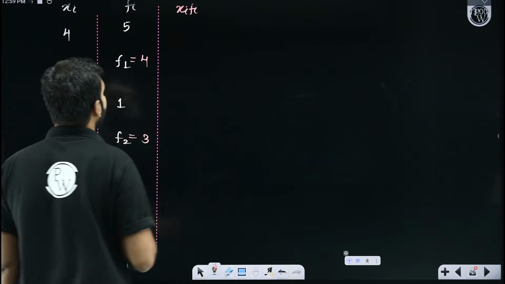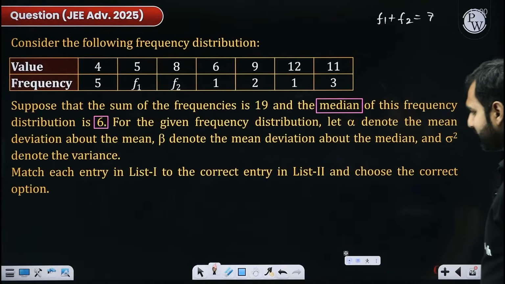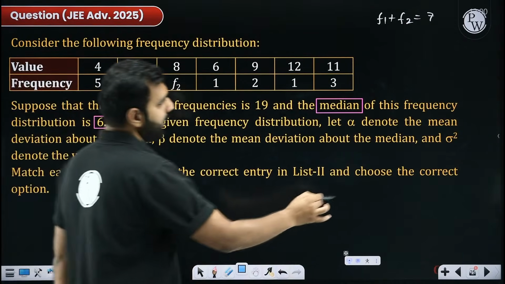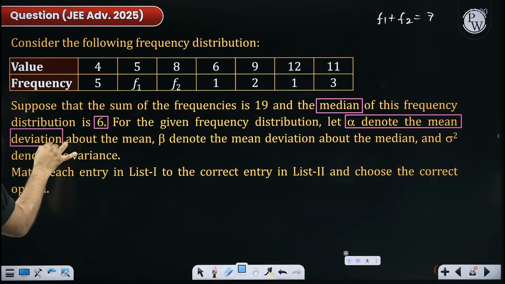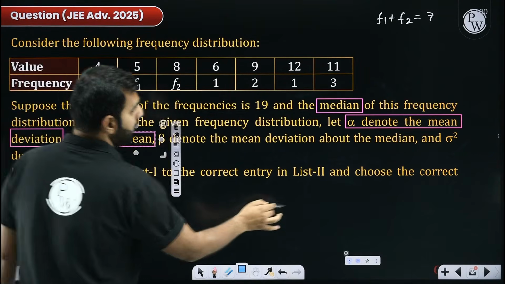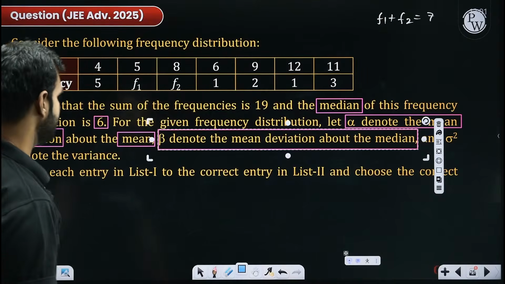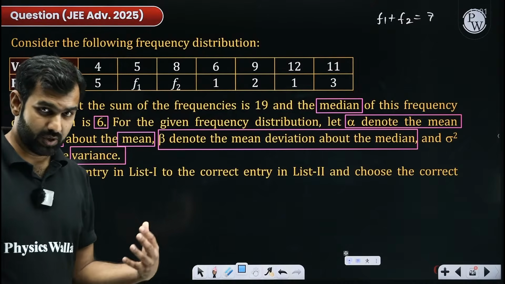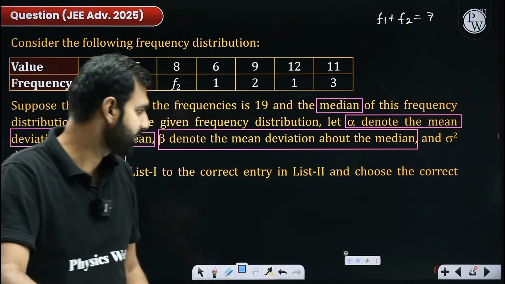Now I will be finding summation xifi. How do I find it? I hope that's a simple task, because I have to find x bar. Why am I finding x bar? Because they are asking us to find 3 things. Alpha is the mean deviation about the mean. Beta is the mean deviation about the median, and sigma square is your variance, the usual convention. So to find the mean deviation about the mean, I am interested in one thing, which is the mean. So let's find the mean very quickly.